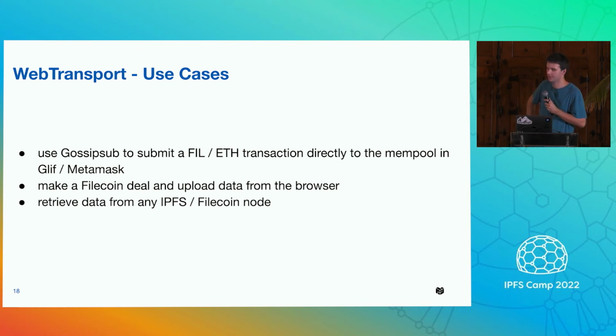Another thing we could do is we might be able to make a Filecoin deal directly from the browser. It could connect to a storage provider using WebTransport, upload a file, do all the stuff we need to do to sign the transaction, and do that without any other node being involved. This might also be interesting to retrieve the data later on from any IPFS or any Filecoin node. And Alex will present a short demo of JS-libp2p downloading a file from a Kubo node after this talk.